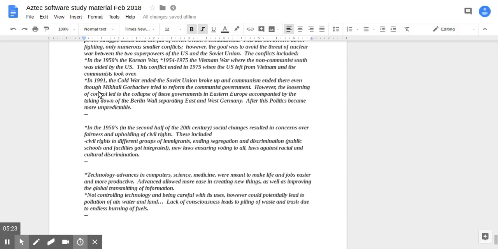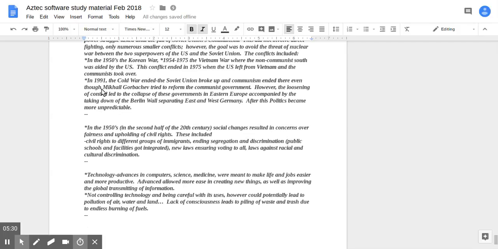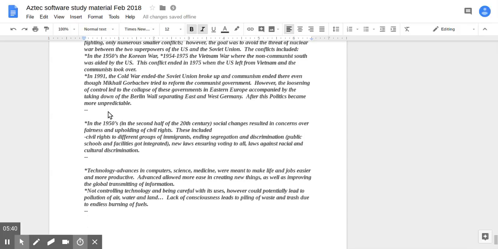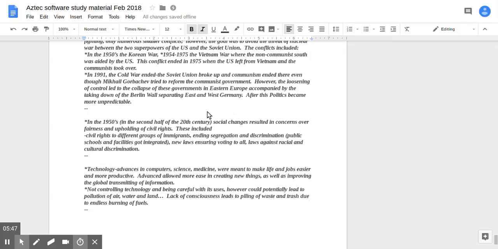Even though Mikhail Gorbachev tried to reform the communist government, the loosening of control led to the collapse of these governments in Eastern Europe, accompanied by the taking down of the Berlin Wall, separating East and West Germany. After this, politics became more unpredictable.